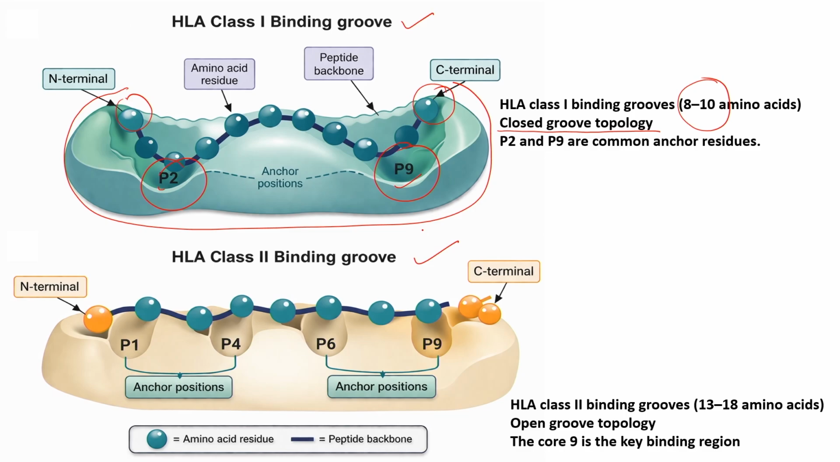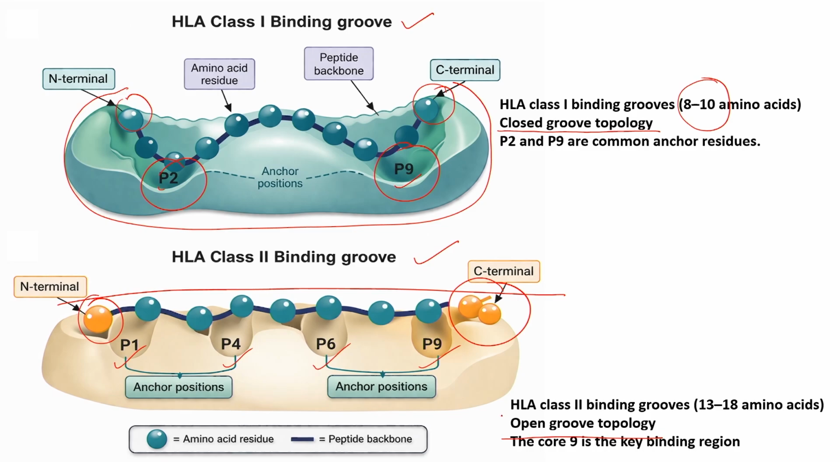While in MHC class 2, we can see that this is very open. It gives flexibility for a bigger frame. So these are open groove topologies, not like a closed groove topology. Therefore, this is the N terminus of the peptide and this is the C terminus of the peptide, and it is stretched out, and there could be multiple binding or anchoring areas, where P1, P4, P6, P9 are just the names of the anchoring positions of amino acids in that groove. So this gives a bigger picture altogether.